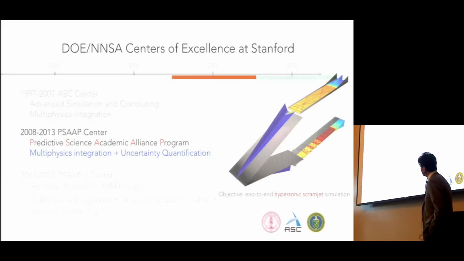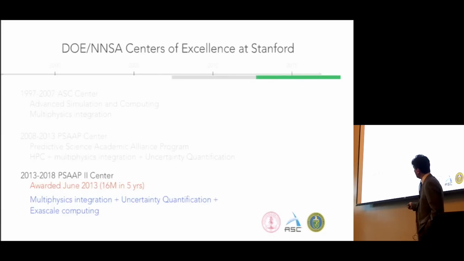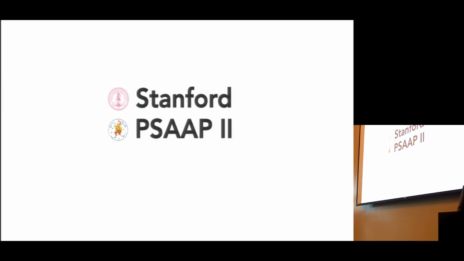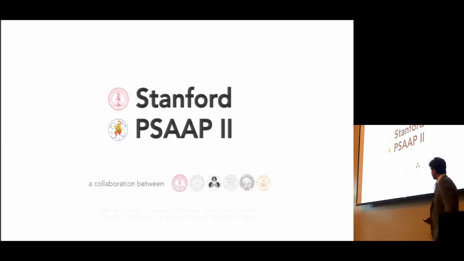But as I mentioned, we were successful in actually obtaining a continued or a new project. PSAP-2 was awarded in June 2013. Still not active, as I mentioned. Hopefully by March it will be officially started. And there is, again, one additional component, still the two previous components that I mentioned, but now the new ingredient is really exascale computing. So what is the project about?